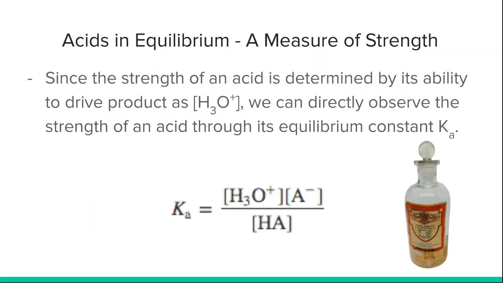So let's start tying this into equilibrium. We have a general definition of acid dissociation, but what about equilibrium in the actual math and concentration? Since the strength of an acid is determined by its ability to create the acidic protons, we can directly observe the strength of that acid through its equilibrium constant, which we are going to call Ka. K is the equilibrium constant letter, and the subscript A simply represents an acidic solution.